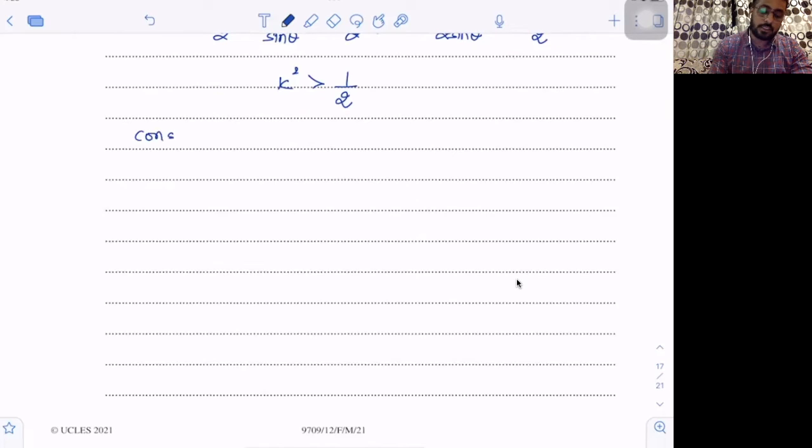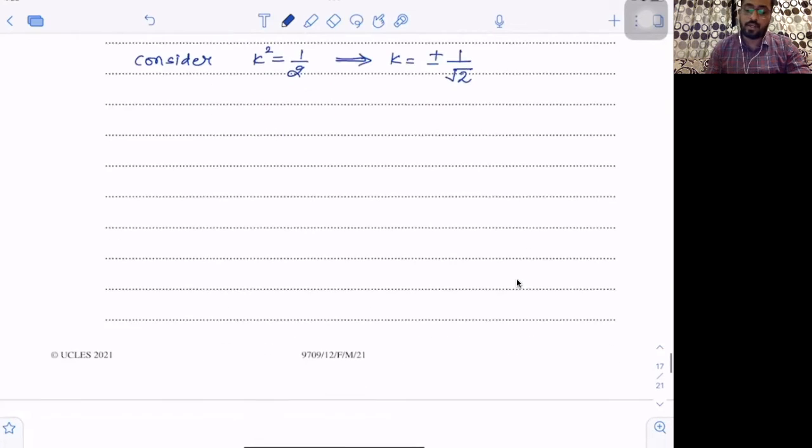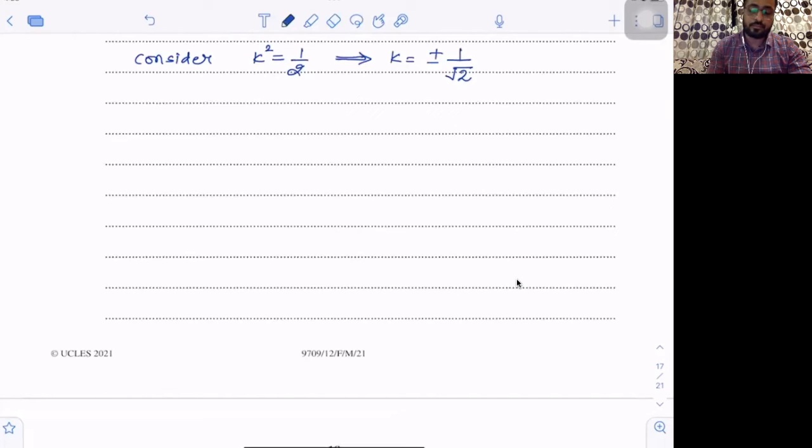So let's consider k square is equal to 1 upon 2. That implies k would come out to be plus and minus 1 upon root 2, right? If I make a number line like this, this is k, where it is minus 1 upon root 2, somewhere it will be 0, and somewhere it is going to be 1 upon root 2.